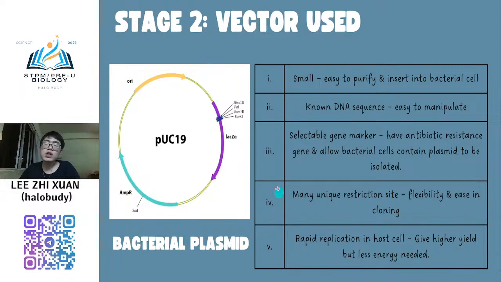And also each site is very unique, meaning that you can use different types of restriction enzyme to cut it, and only that one enzyme can cut that part. Like if you use EcoR1, it can only cut at which sequence? GAATTC, right? It will cut at GAATTC.